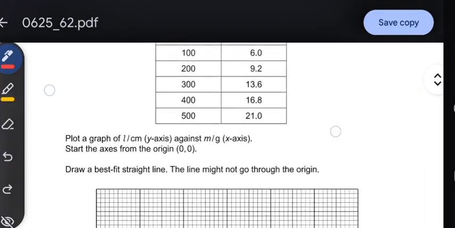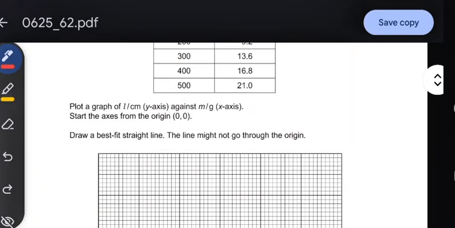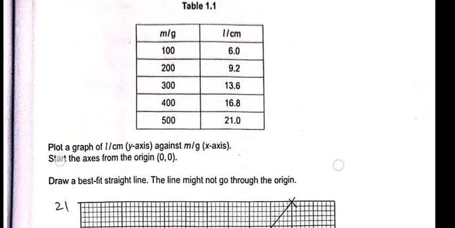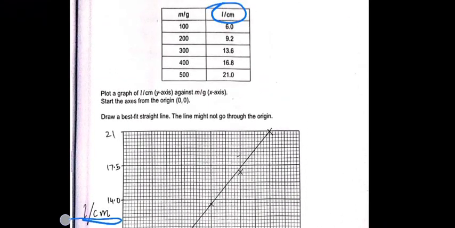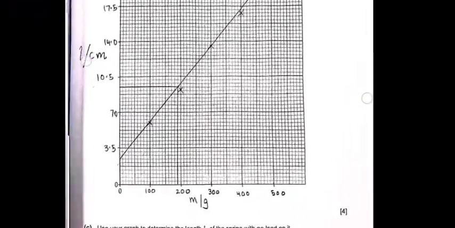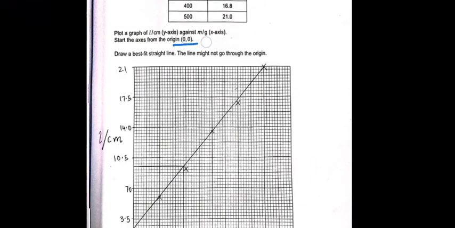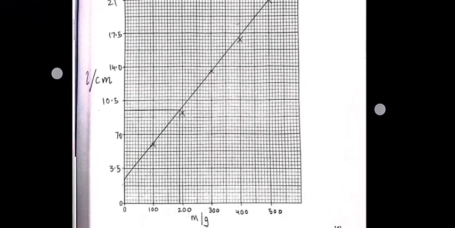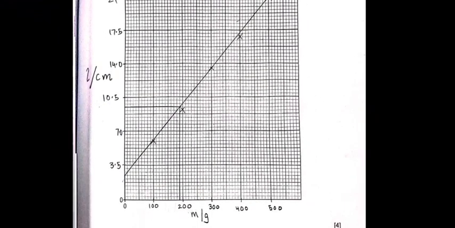Plot a graph of L, length per centimeter, on the y-axis, and mass per gram on the x-axis. So this is how I have drawn the graph. I have taken L per centimeter on the y-axis and mass per gram on the x-axis, and I have taken the scale 0 to 500 because the question said the origin must start at 0, 0. So this is how you will be doing it. This scale of 3.5, 7, 10.5, 14, 17.5, 21 is an even scale. You can take whatever scale suits you the best.